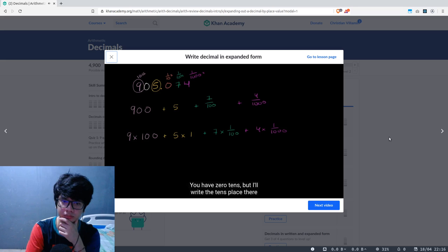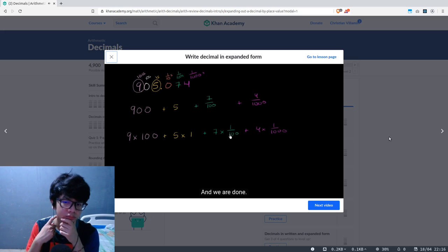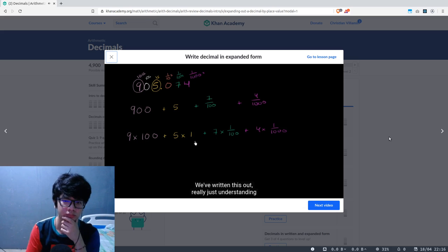You have 0 tens, but I'll write the tens place there just so you see it. So it's 0 tens, so I didn't even bother to write that down. Then you have your ones place, you have 5 ones, then you have 0 tenths, so I didn't write that down. Then you have 7 hundredths, and then you have 4 thousandths. So, we are done. We've written this out, really just understanding what this number represents.